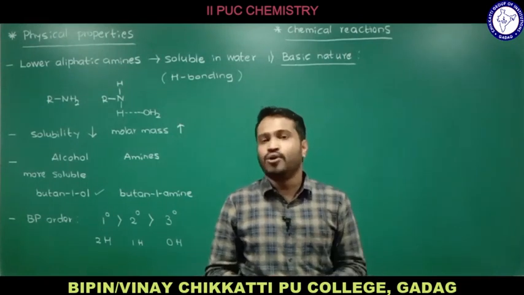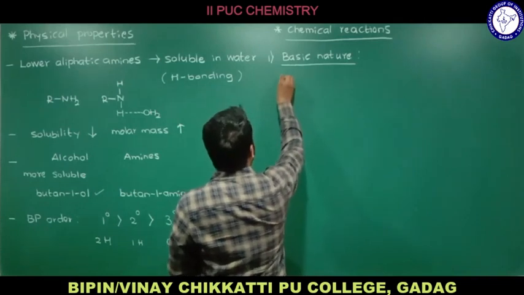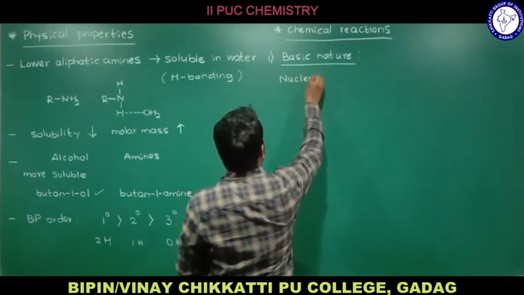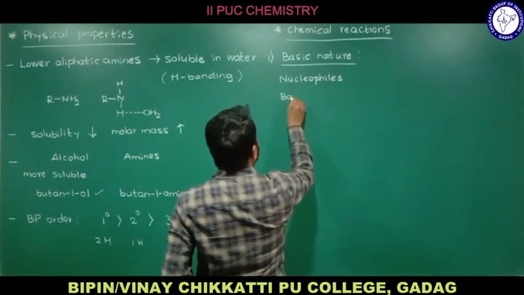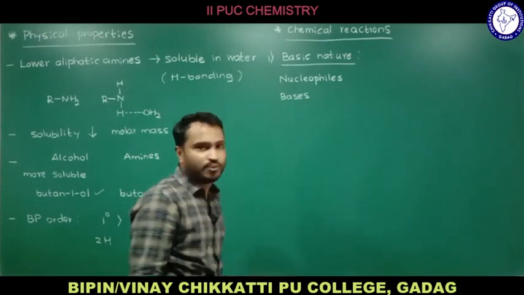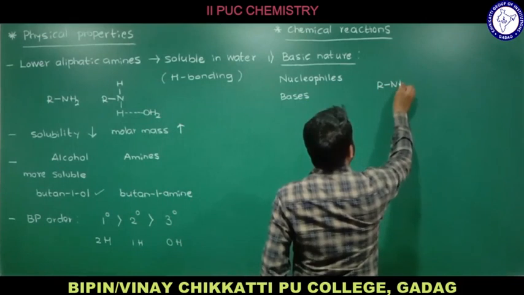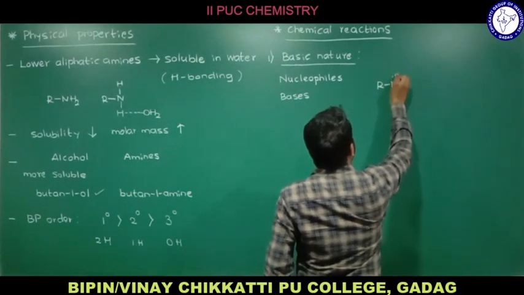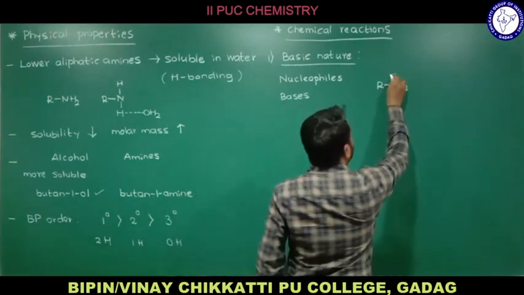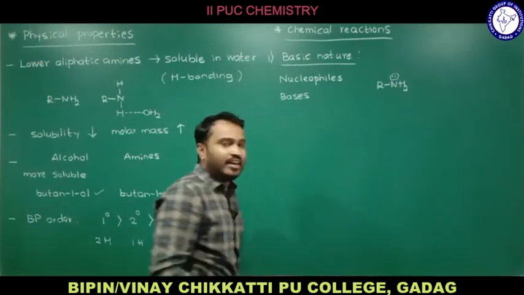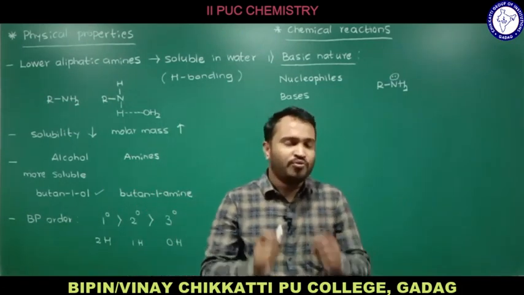Similarly, amines are also Lewis bases. One very important point I am going to write here is that these amines act as nucleophiles, and these amines act as bases also. We'll see the reason for that. Let me consider one very simple amine, RNH2, a primary amine. As we know, nitrogen contains a lone pair of electrons. Here I mentioned the lone pair of electrons. So amines are nothing but good nucleophiles. What would be the reason for that?